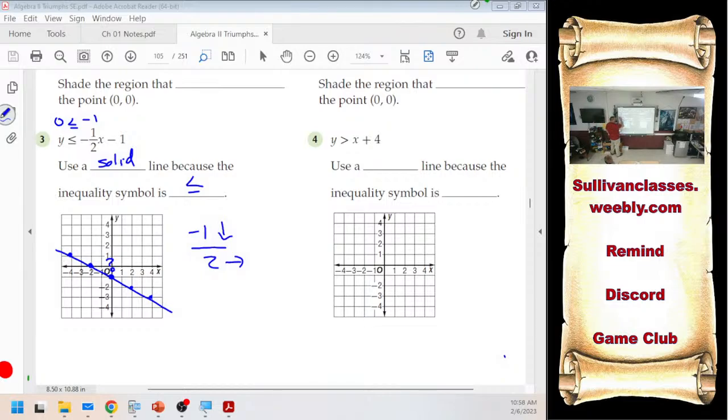So since this does not work, then nothing on that side works. You shade the other side. Close enough?